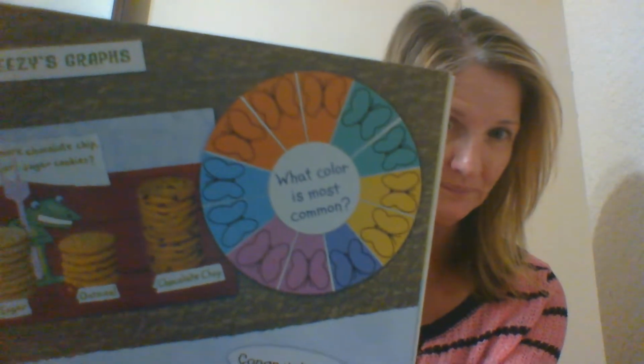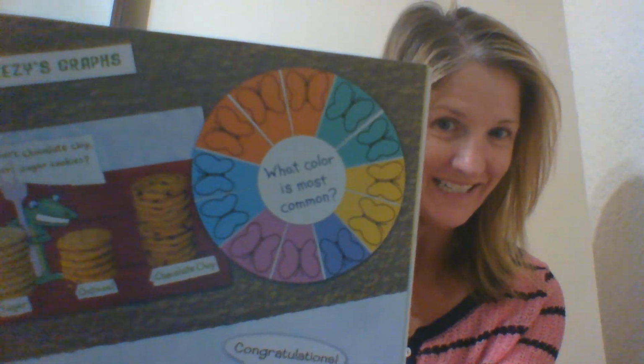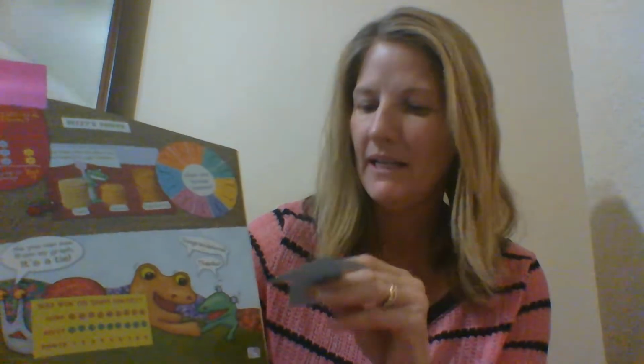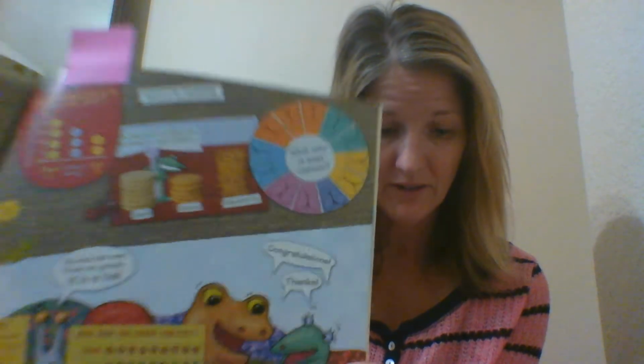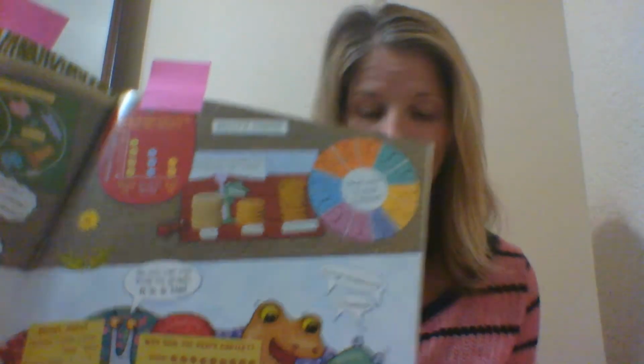And then what about this one? Let's see its parts. Has a title. What color is most common? So there's our title. What color is most common? Let's see. It has colors, right? It has colors to divide it. It's a circle divided in parts. It doesn't have its labels, right?